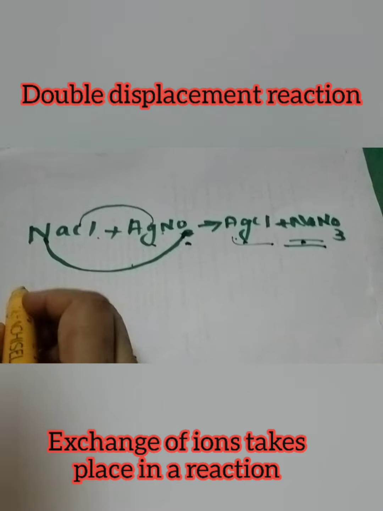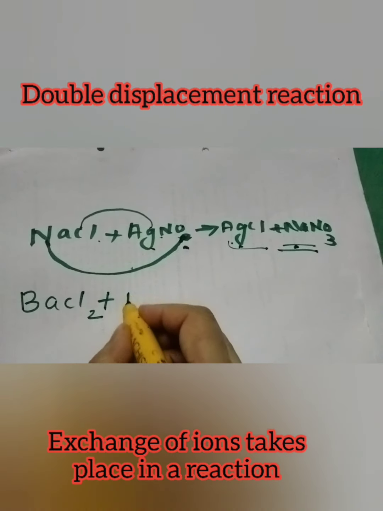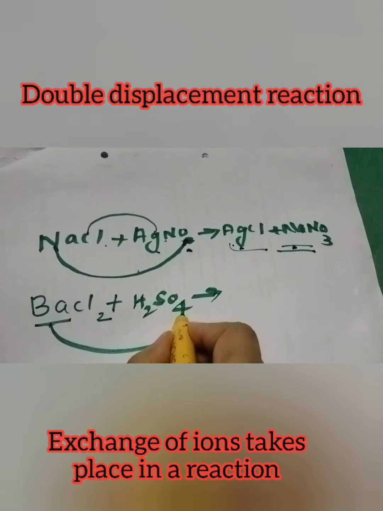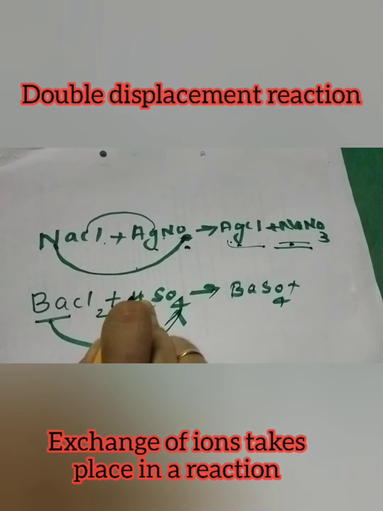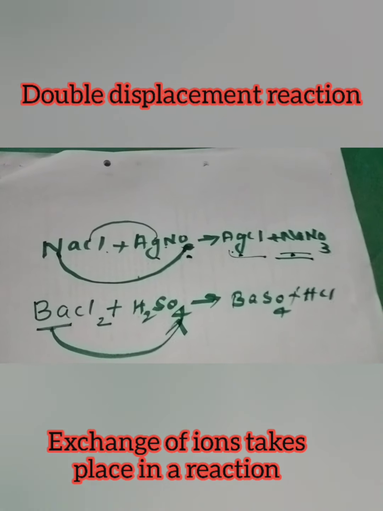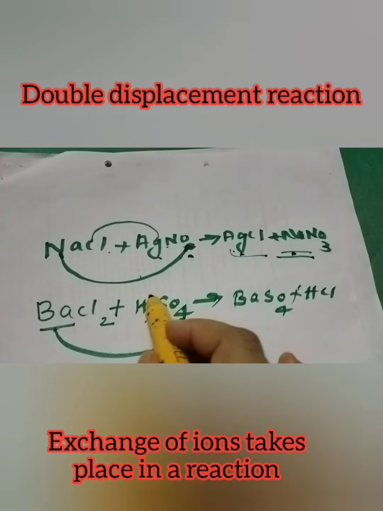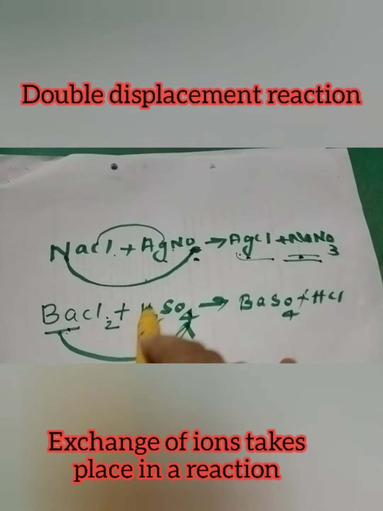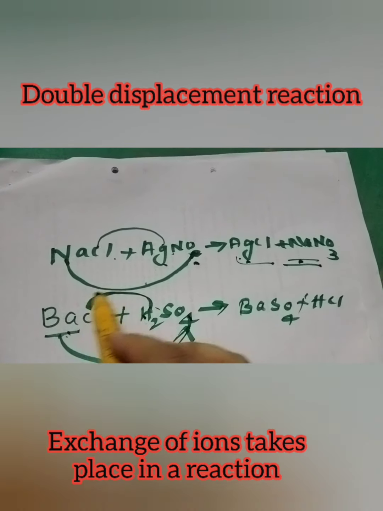Let's take one more example. Barium chloride combines with H2SO4, sulfuric acid, and its ions get exchanged: barium becomes barium sulfate, and here HCl, hydrochloric acid. This is where exchange of ions takes place. Initially barium was with chloride, now barium becomes barium sulfate, and hydrogen becomes hydrogen chloride. So exchange of ions takes place, you can notice here.